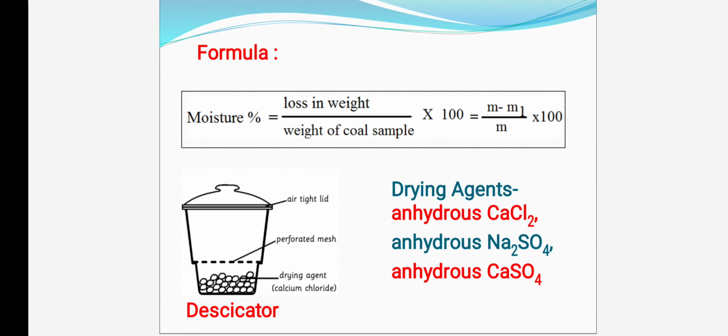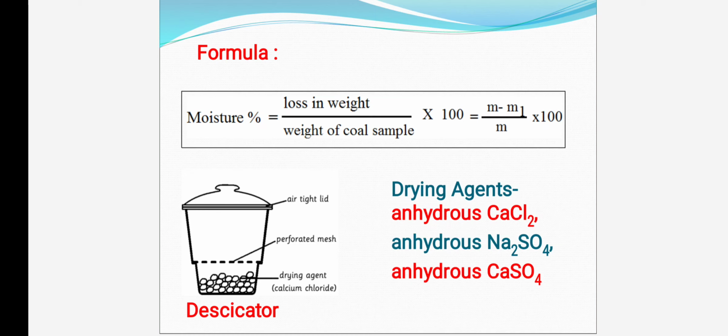Now here I am showing the diagram of a desiccator, and this diagram is not necessary to draw in the exam. This is just for information on how a desiccator looks. Actually this is one glassware, one glass container, with an airtight lid at the top. There is a support, on which we keep a silica crucible, and at the bottom you can see the drying agent, calcium chloride, which absorbs the moisture present in the desiccator and creates a moisture free environment.